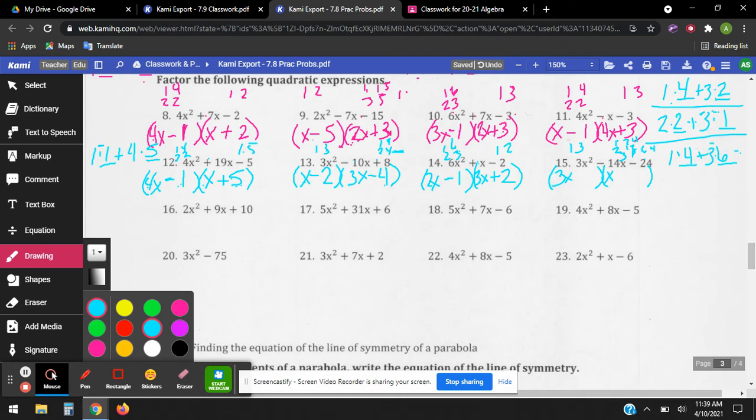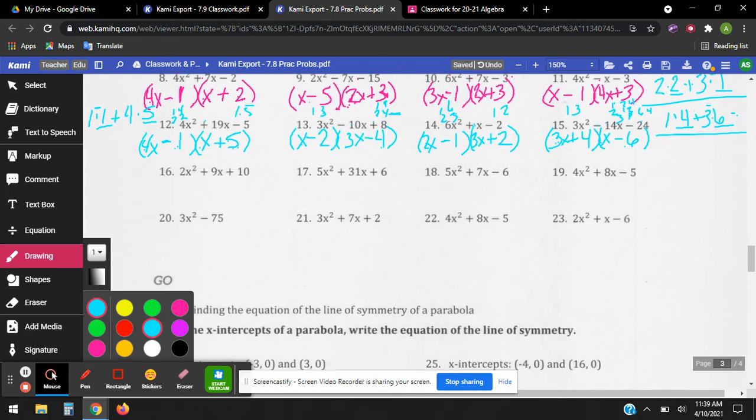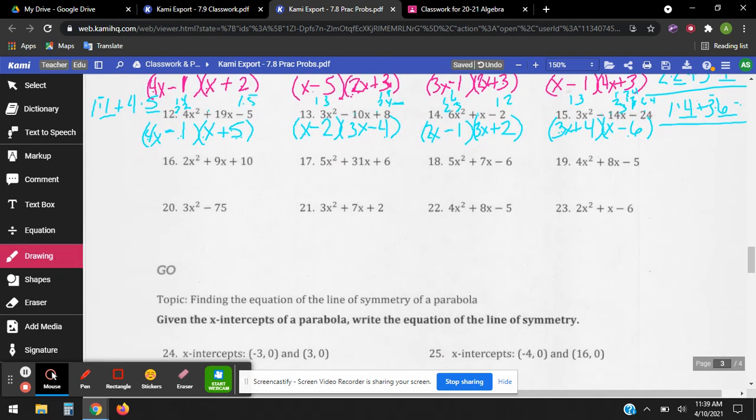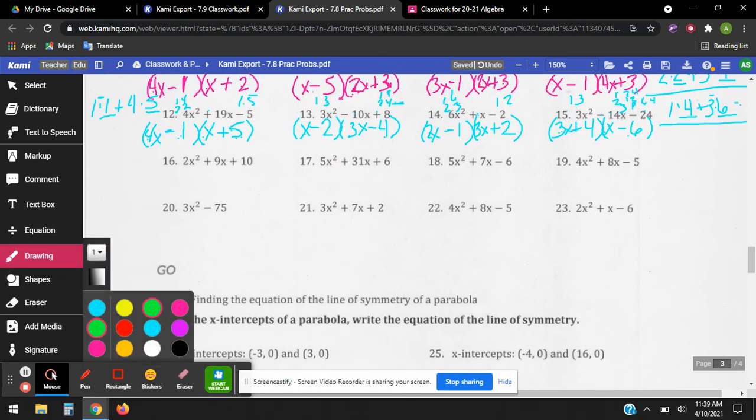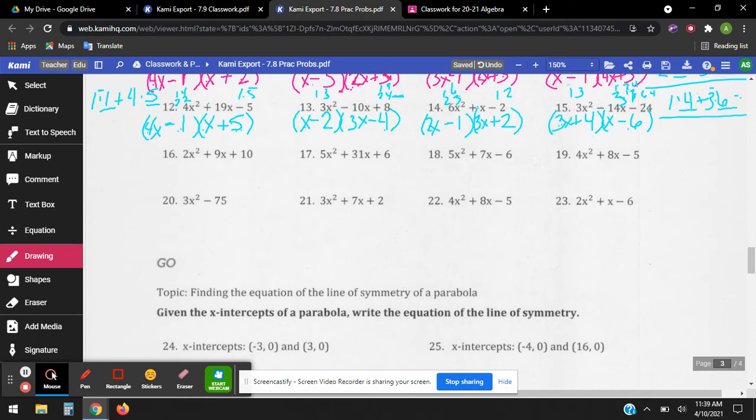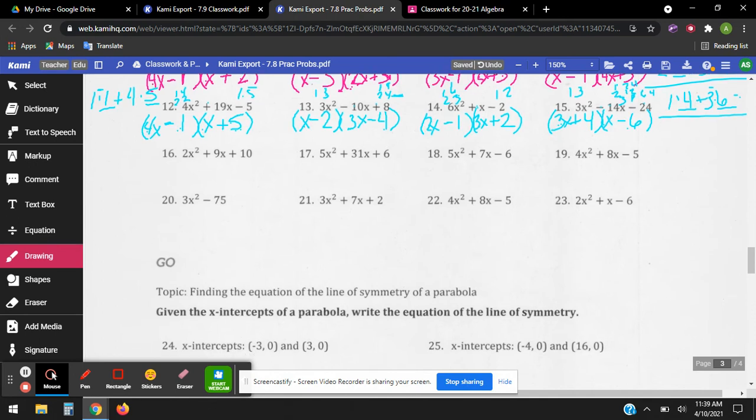18 minus 4 gets me 14. But I need a negative 14. So I should have a negative 6. So 3 times negative 6, 1 times a positive 4, negative 18. That should work. Okay. So notice I'm just kind of using a little trial and error and some mental math to work through those. Okay, here. Oh, a plus. Good. The plus ones are a little nicer, I think.